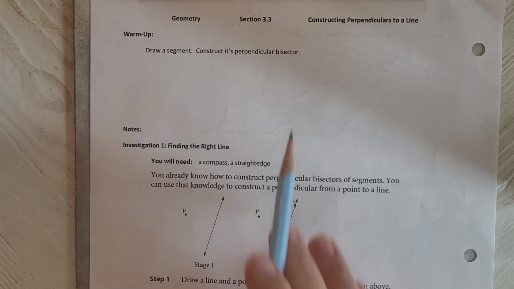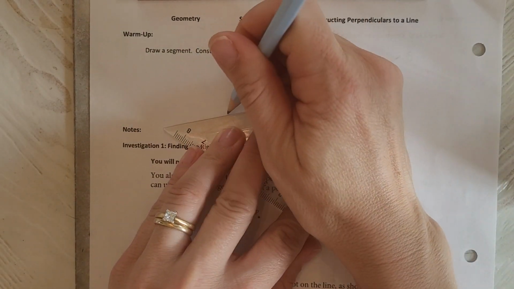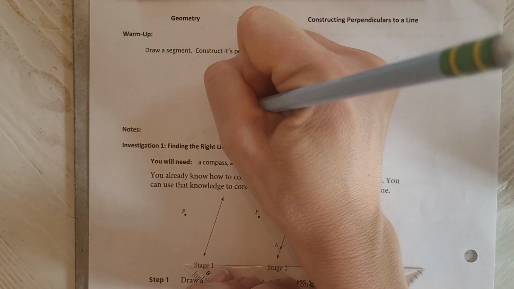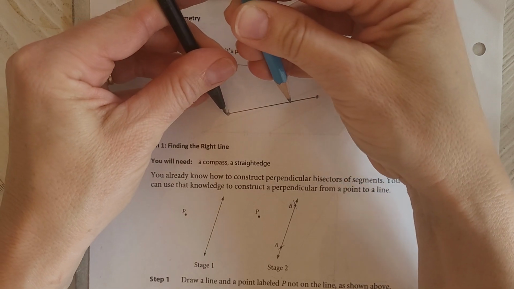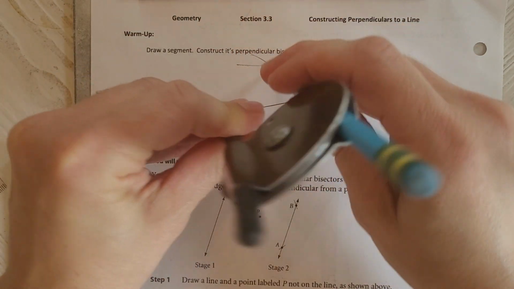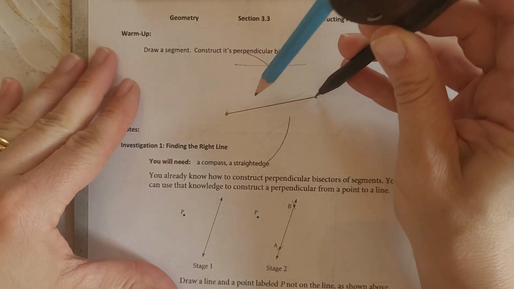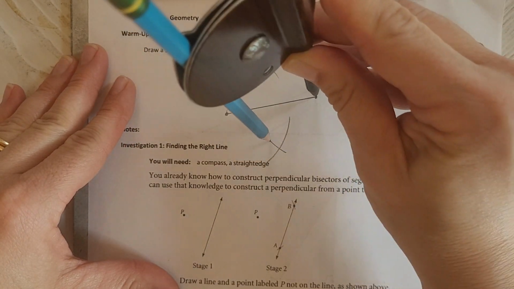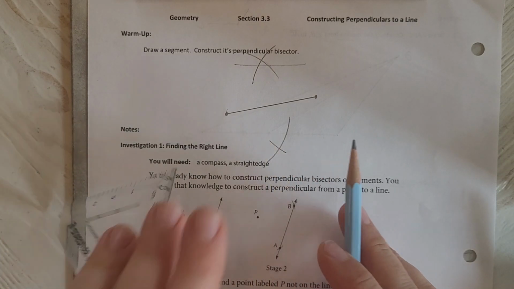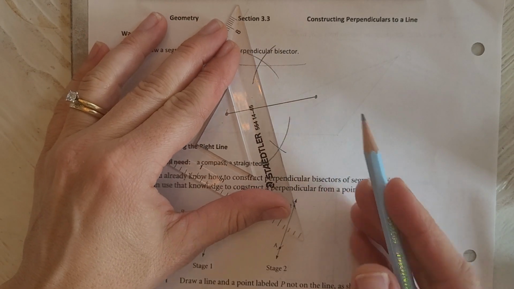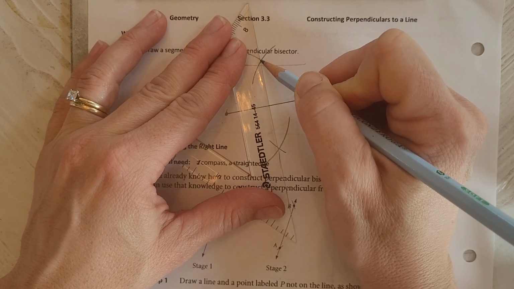For our warm-up today, let's just remember, how do we construct a perpendicular bisector? This is really important. Draw a segment. Locate its endpoints. Make your compass over half the distance. Swoop, swoop. Go to the other endpoint. Swoop, swoop. Again, we did not change our compass distance. Connect these two.